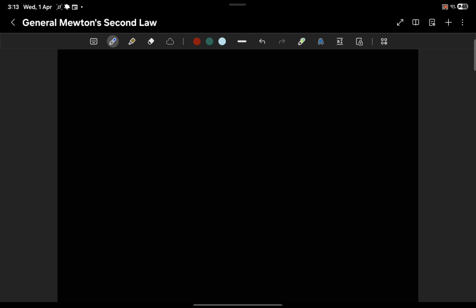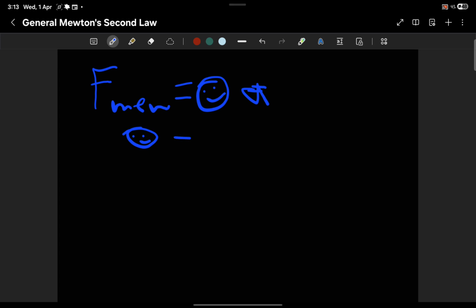Today we'll be talking about the general version of Mewton's second law. Last video we talked about this form: F, the force of a mu, is equal to smiley face times acceleration. Just to recap, smiley face is the 41st root of 67, or Mueller's constant.